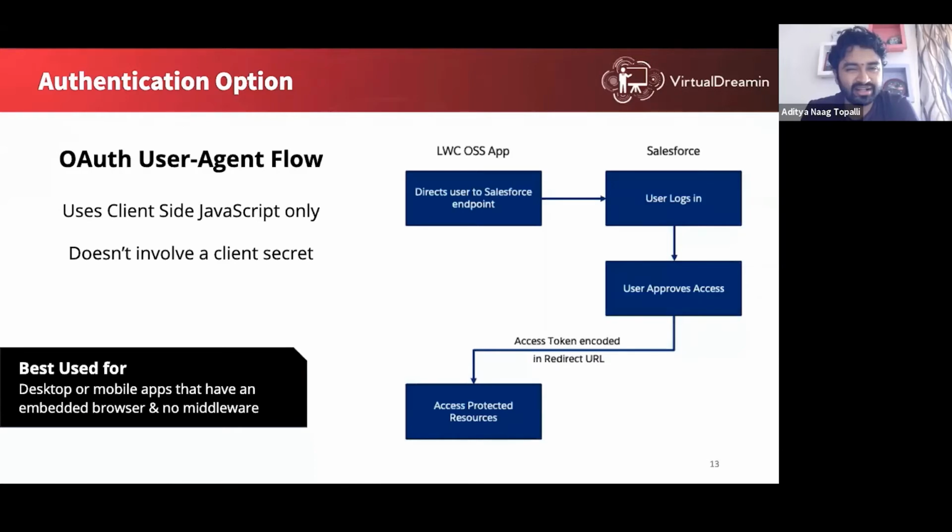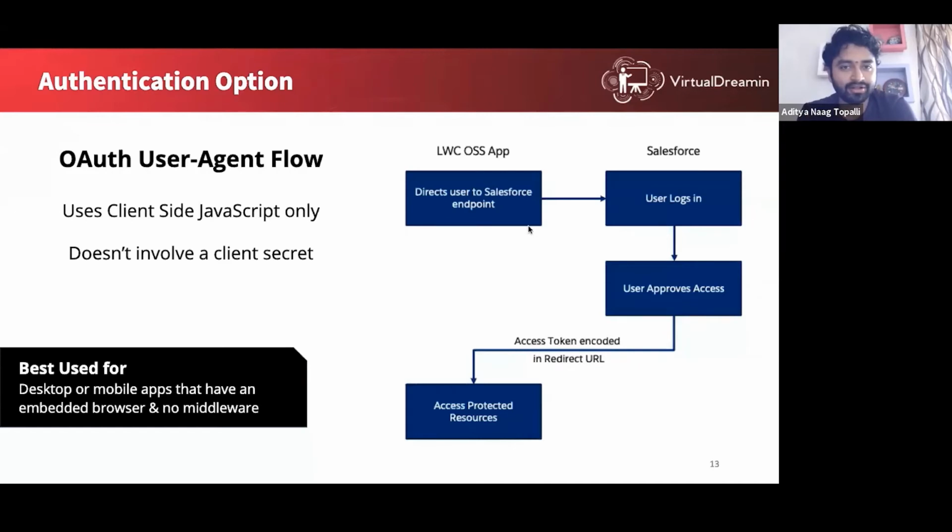Now, the best use case for this kind of flow is when you're building a mobile app which has an embedded browser. So the best example is your Salesforce mobile app. You launch your Salesforce mobile app and you say login. It actually runs the user agent flow in the backend. So it takes you to the Salesforce login page, you enter your credentials, and you come back to the app. And the app continues to work. So that is how it happens.